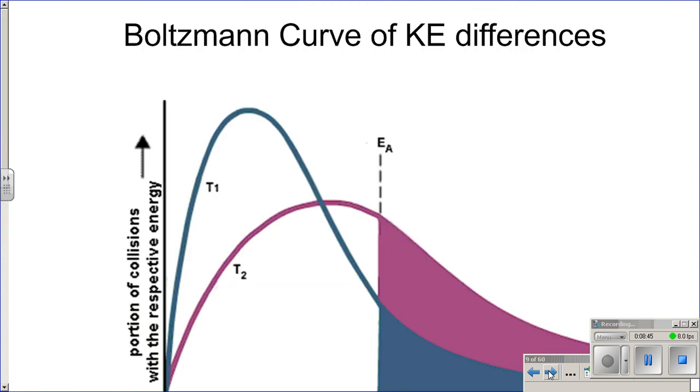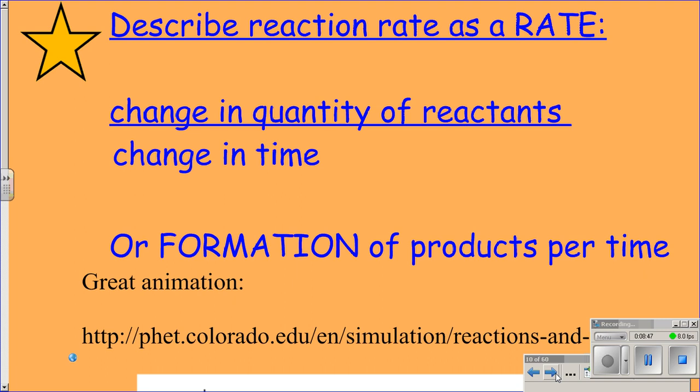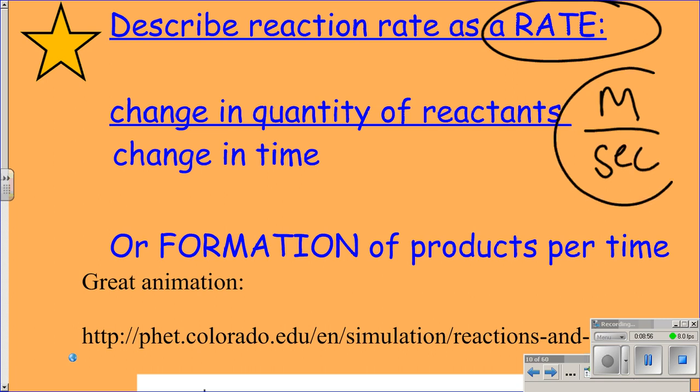So on your notes someplace, I don't care where, I need you to know that rate for us is described as molarity per second. This is generally how we are writing our rates. Molarity per second, or concentration per second. Because our reactions are fast usually as well, so we're not measuring in hours, we're measuring in seconds. And I've got one more graph to show you, and then we're going to start our lab.